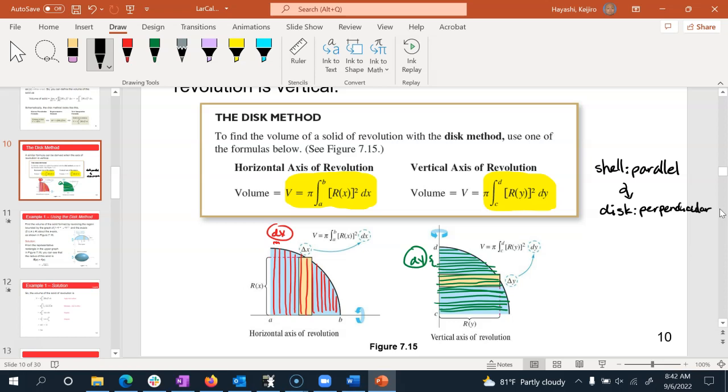But shell and parallel rhyme, so once you know what the shell method is, then you can reason, okay, well, the shell method is based around the slices being parallel to the axis of rotation, then the opposite must be true for the disk. And so you'll notice that in each of these cases, whether it's dx or dy, it is the disk method because these slices are perpendicular to the axis of rotation. That's going to be the easiest way to tell what method you're using.